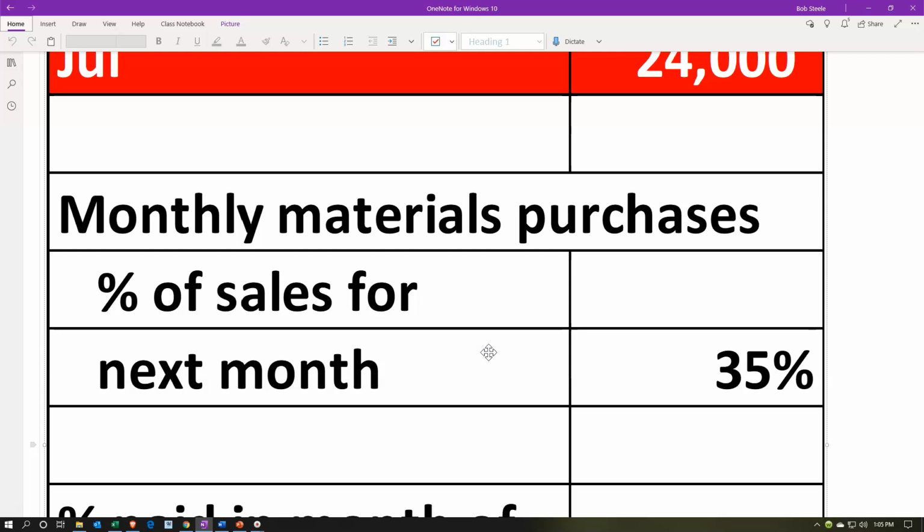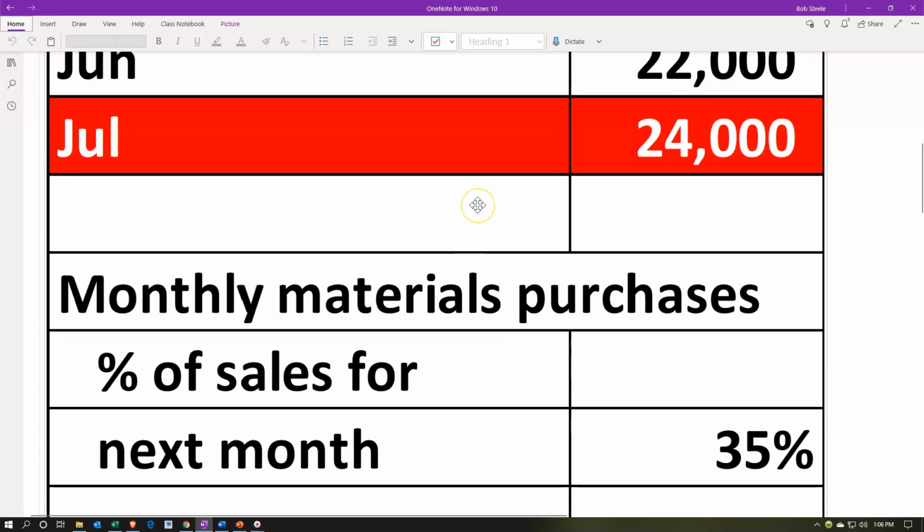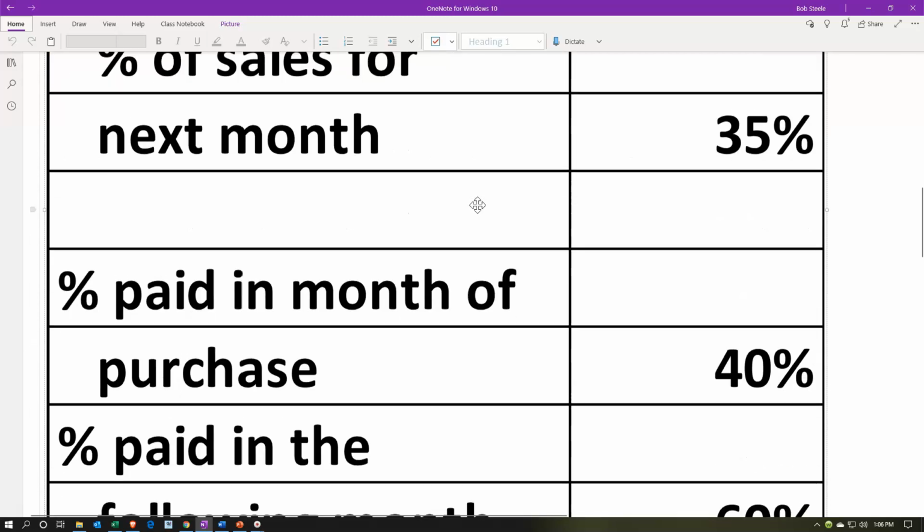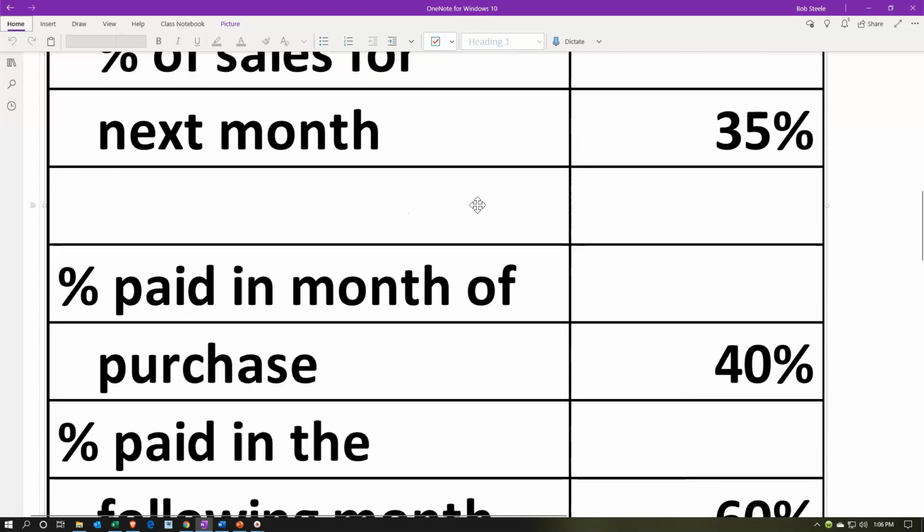When we're thinking about projections into the future, then management's going to have to think about, well, what's the best system I want in order to make the best decisions I can. So what we're going to do is think about the purchases that we're going to have, possibly for materials, and they're going to base the purchases on the sales projections for the following month, which is why we're going to need this July information up top. So then we have the percent paid in the month of the purchase.